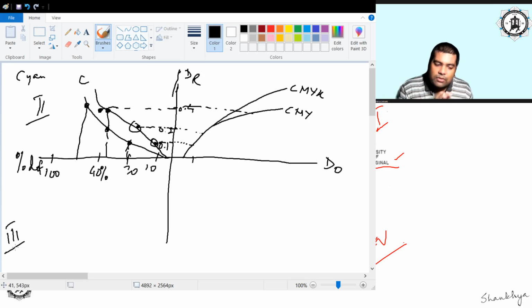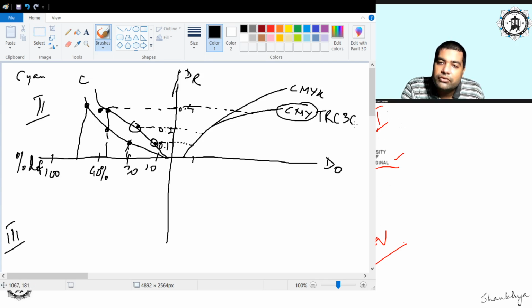See, think about it for a minute. Okay, what did I say? I said that in the first quadrant you have already found out your optimum tone reproduction curve. This is the optimum tone reproduction curve for your three color, and this is the optimum tone reproduction curve for your four color. Since we have not talked about the black printer right now, I'll be talking about it at a later stage.